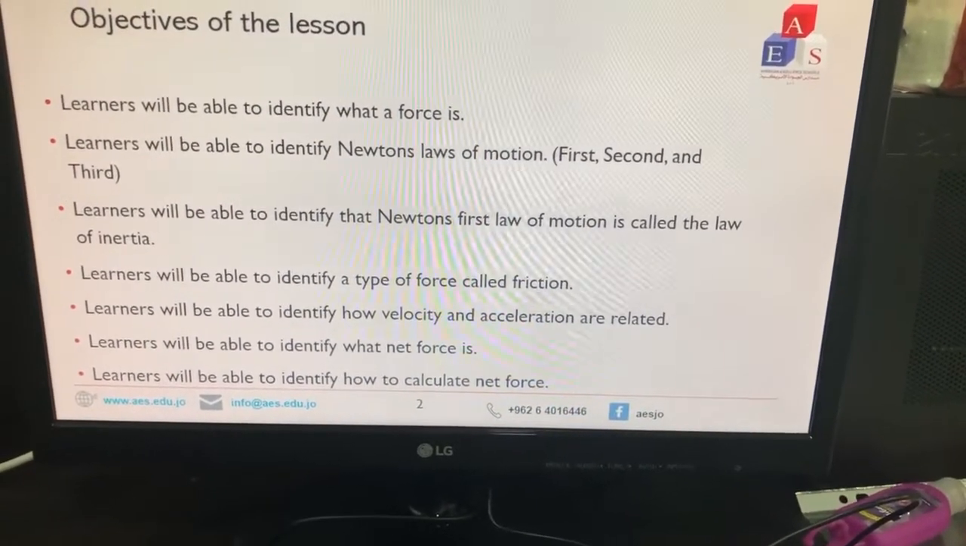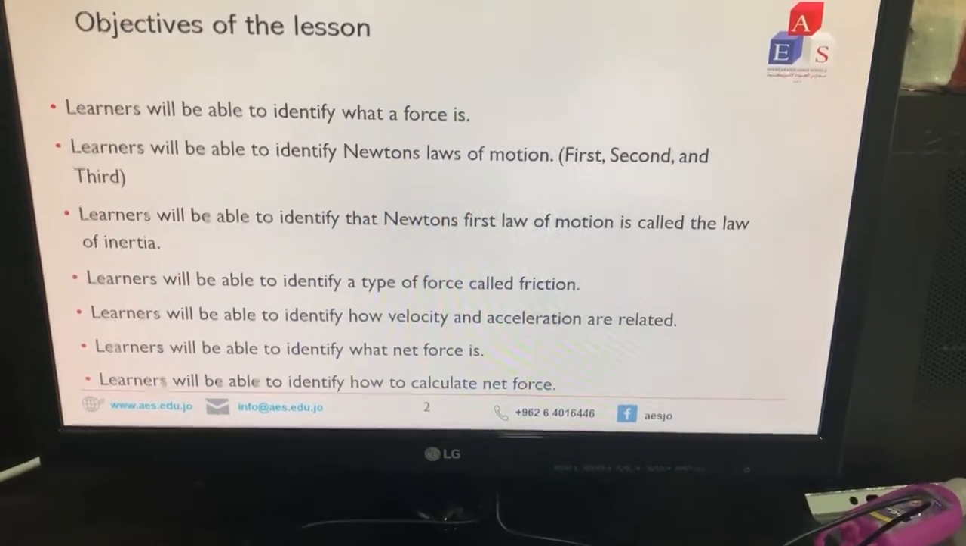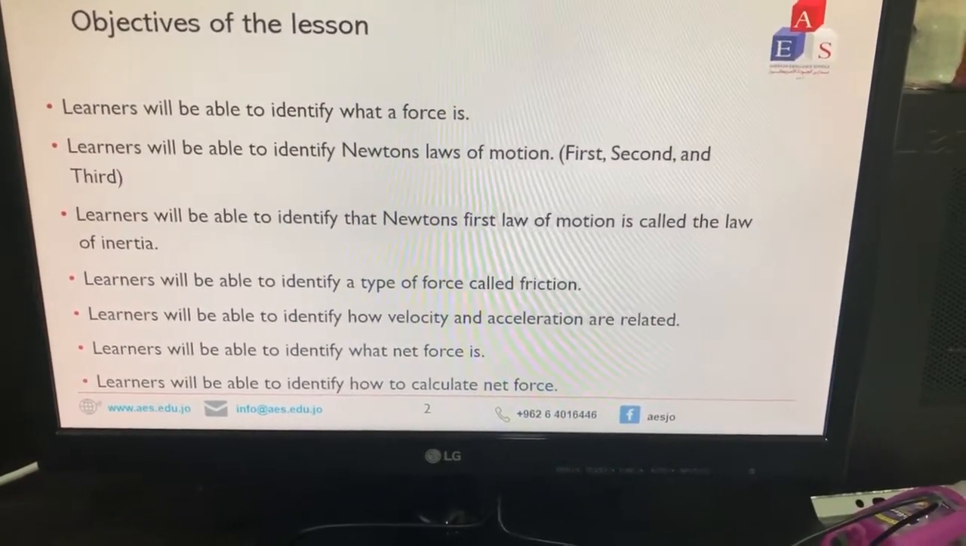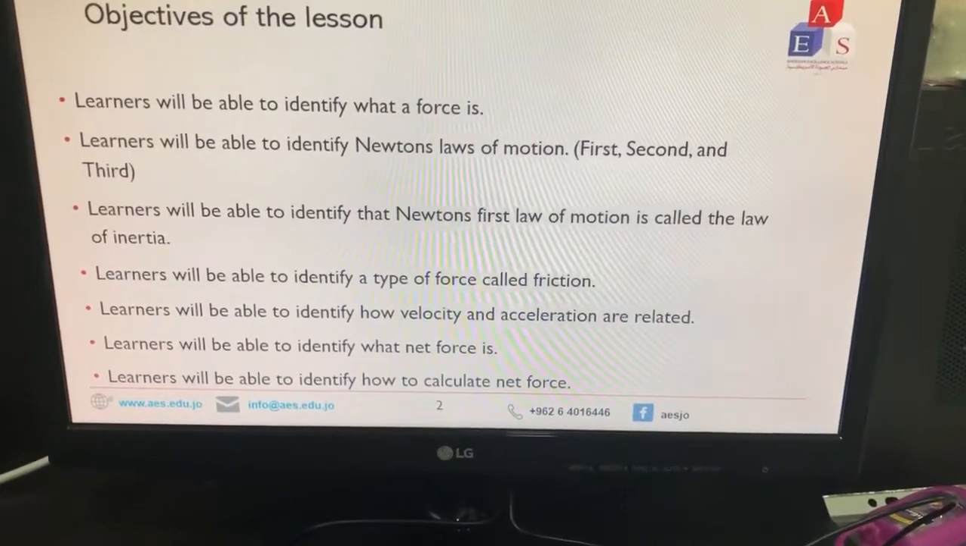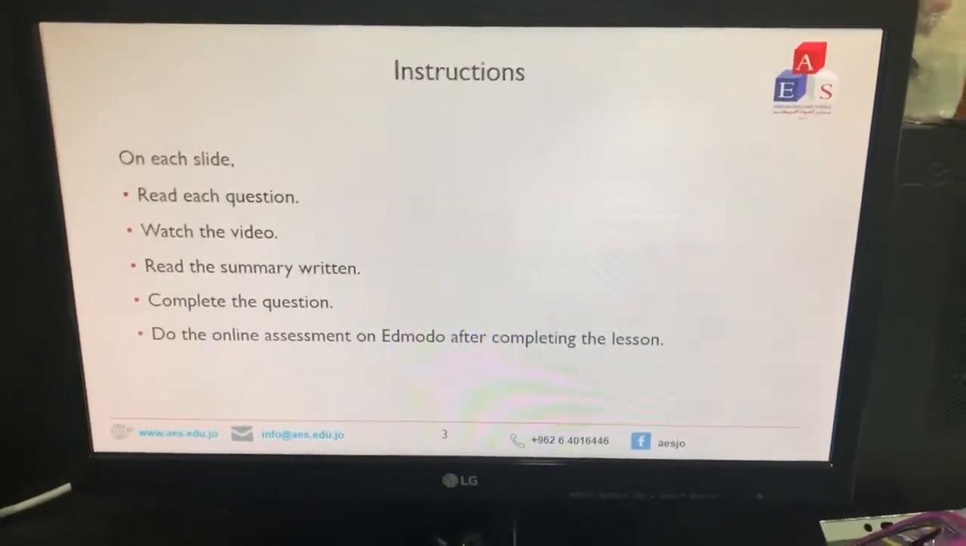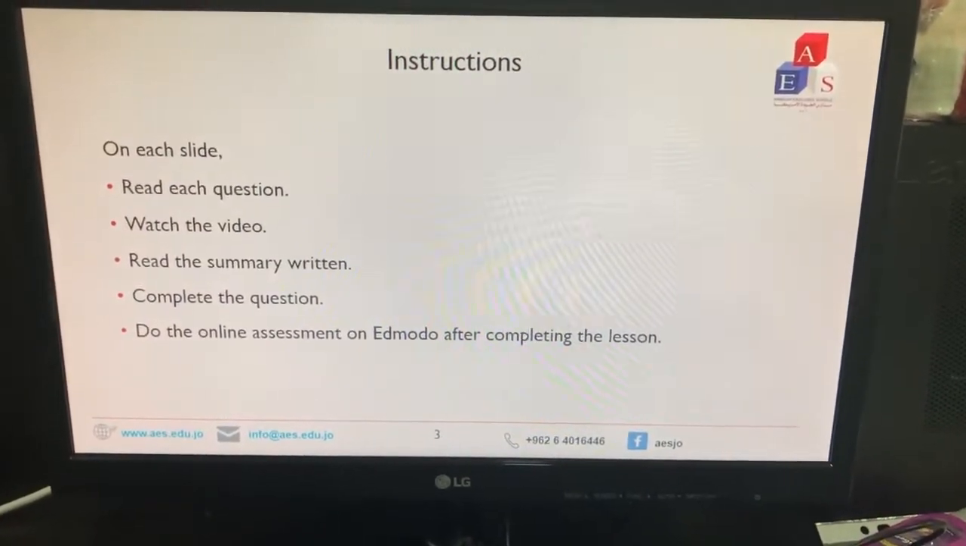And we're going to be identifying a type of force called friction. And we're going to be identifying how velocity and acceleration are related, and what net force is and how to calculate it. Alright, now here are the instructions on the PowerPoint.